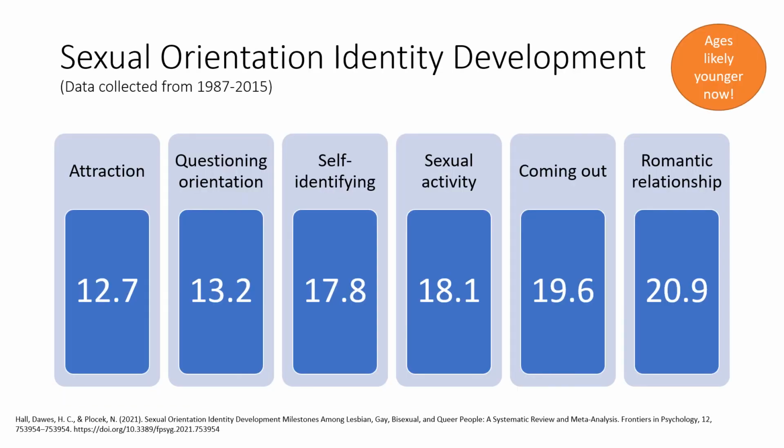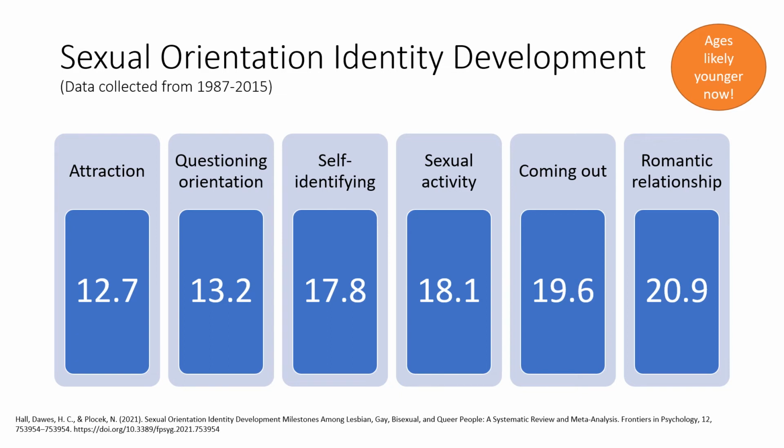We'll be talking more about identity development in general once we get to emerging adulthood. But this is a common stage model of sexual orientation identity development based on gay, lesbian, bisexual, and queer adolescents, as well as emerging adults. And these stages are the most typical progression, as you can see, going from attraction to questioning to identifying to sexual activity to coming out to a romantic relationship.